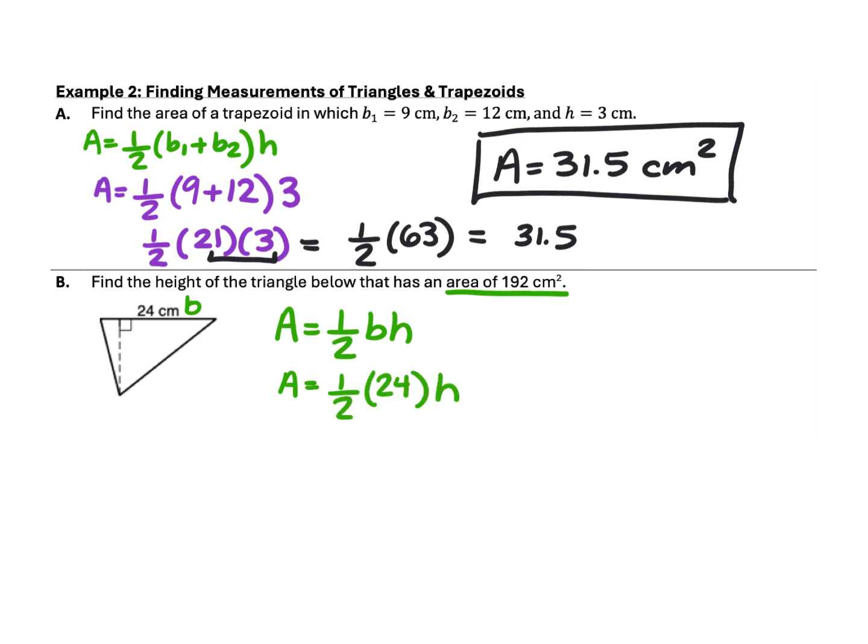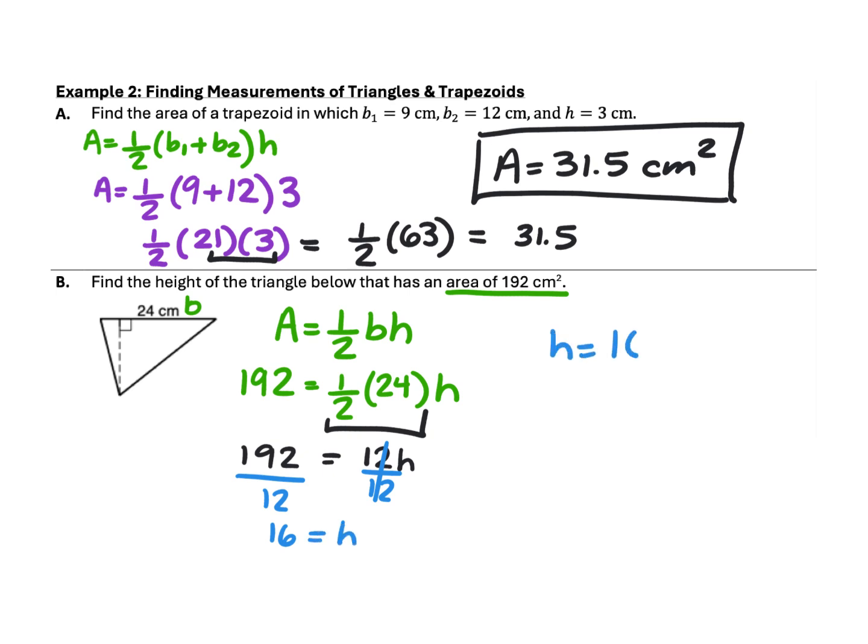We don't know the height, but we do know that the area there is 192 centimeters squared. Then I'm just going to take half of 24, which is 12. So 192 is equal to 12h. Now just divide each side by 12. And that is 16. So the height of our triangle is 16 centimeters.